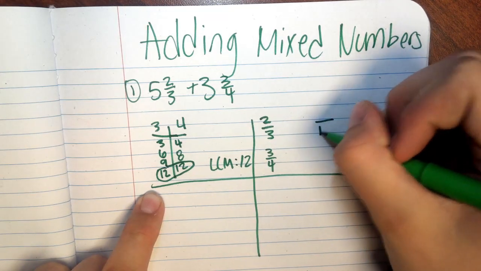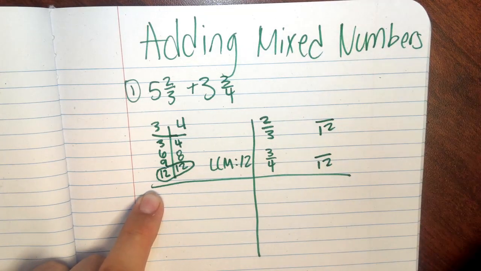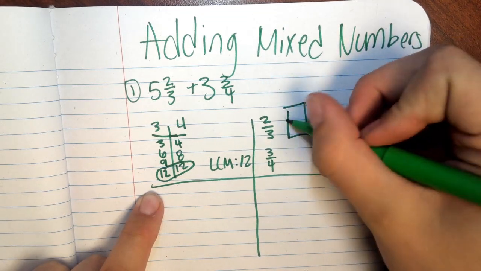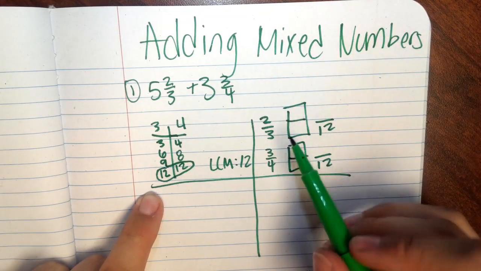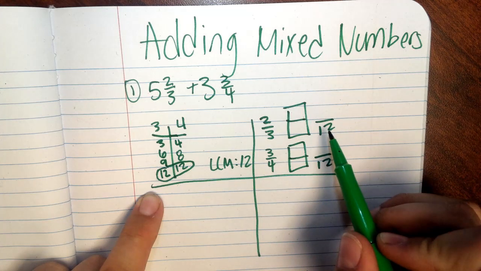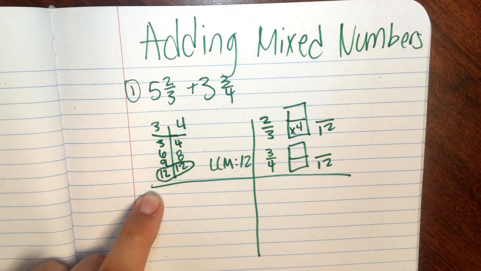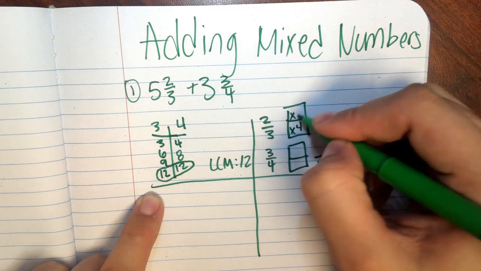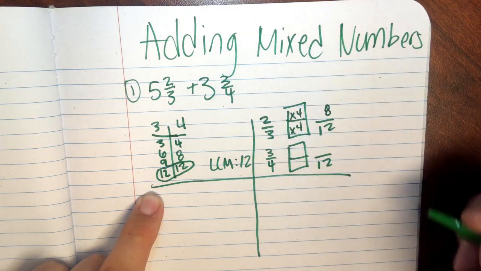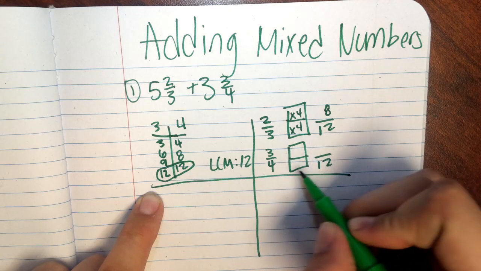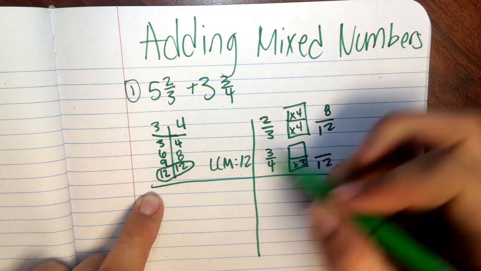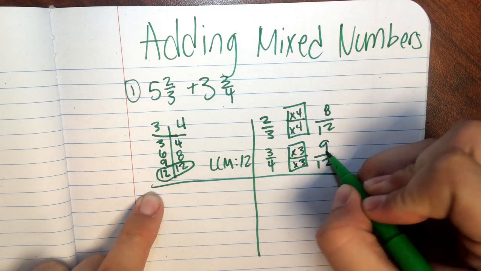Now we take this least common multiple and that becomes our new denominator. And then we need to use a dominoes box to figure out how did I go from my old denominator to my new denominator. So 3 times 4 equals 12. So 2 times 4 equals 8. And then same thing down here. 4 times 3 equals 12. So 3 times 3 is 9.